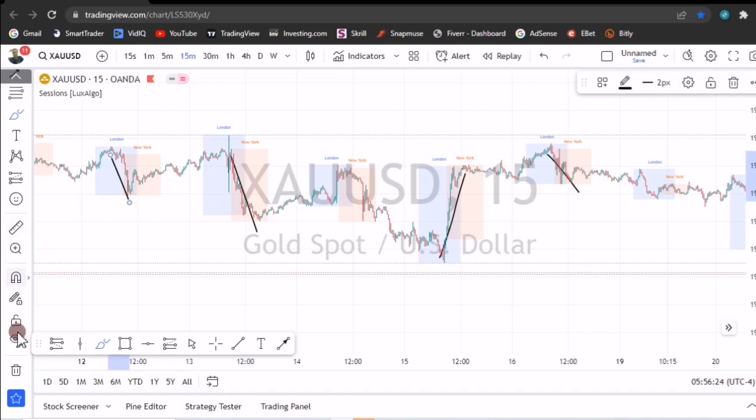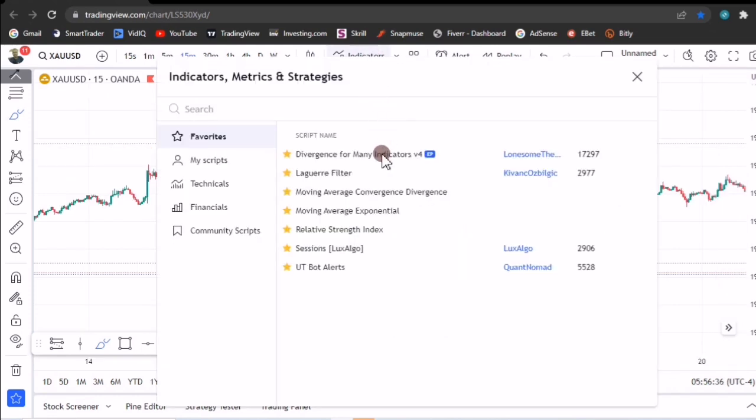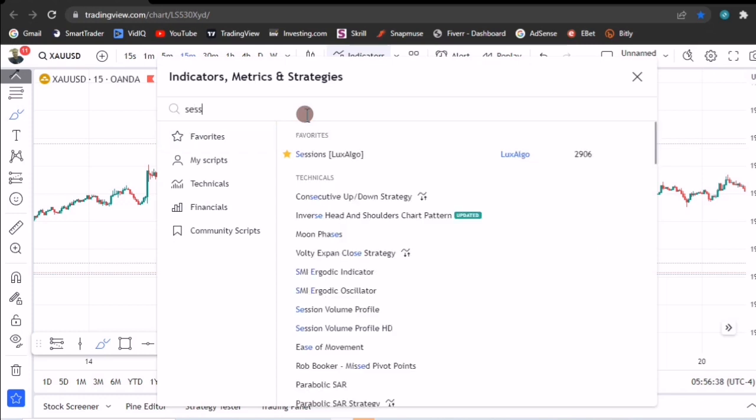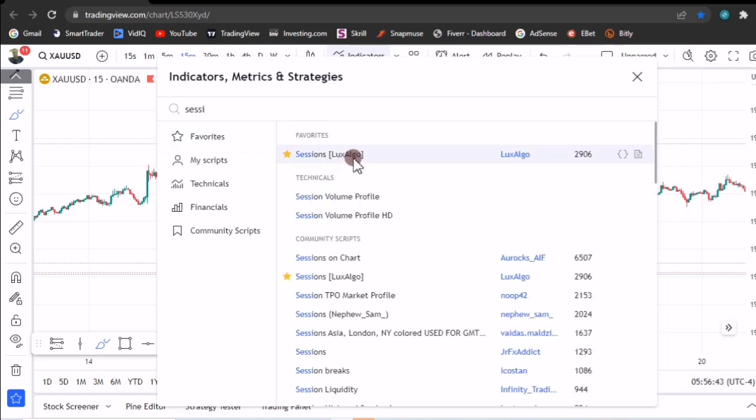So without any waste of time, let's start by setting up our sessions indicator. You will come here to indicators and type sessions, and then you select this first one, sessions by Lux Algo. Click right there.